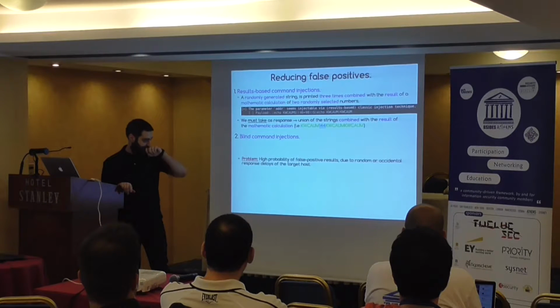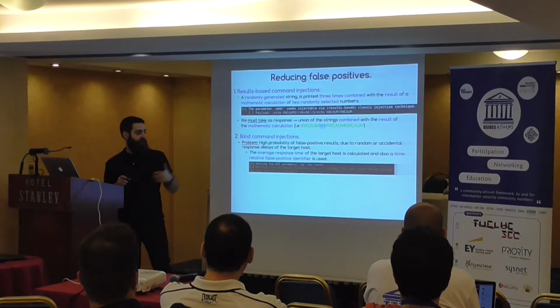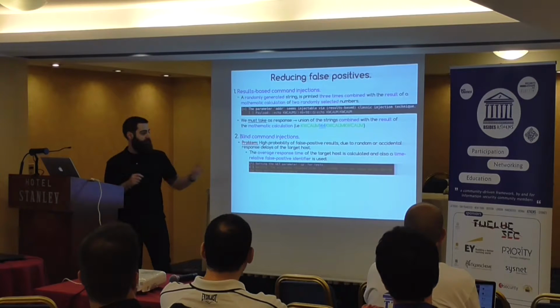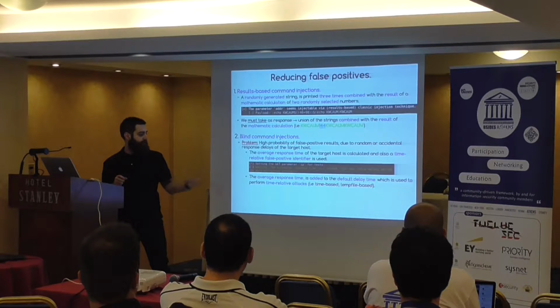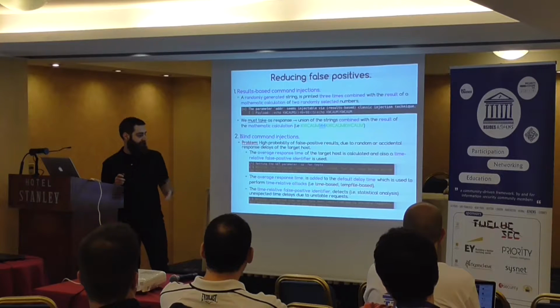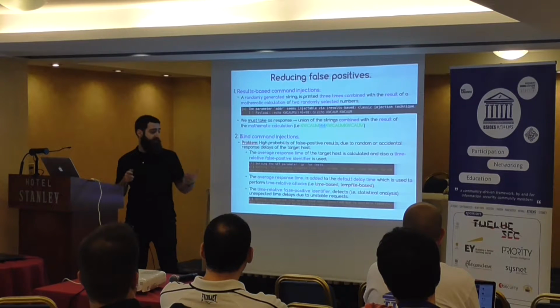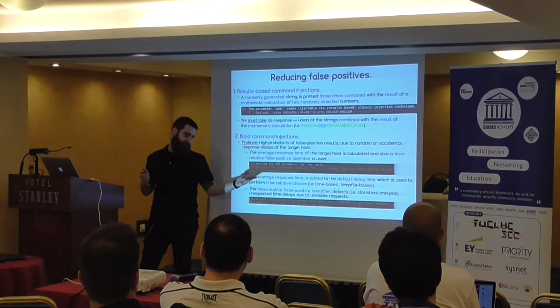Regarding blind command injections, the problem here is the high probability of false positives due to unstable requests. So, the average response time of the target host is calculated and also a time-relative false positive identifier is used. This average response time is added to the default delay time, which is used in order to perform time-relative attacks, such as time-based and temp-file-based attacks. And the time-relative false positive identifier, which detects unexpected time delays due to unstable requests, uses statistical analysis in order to detect the unstable requests.